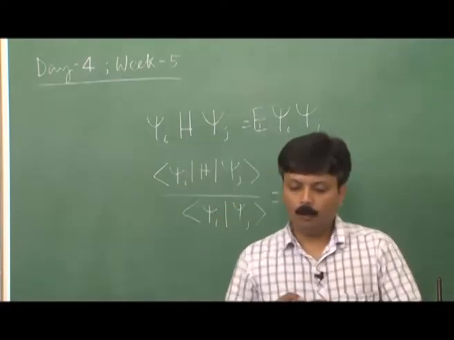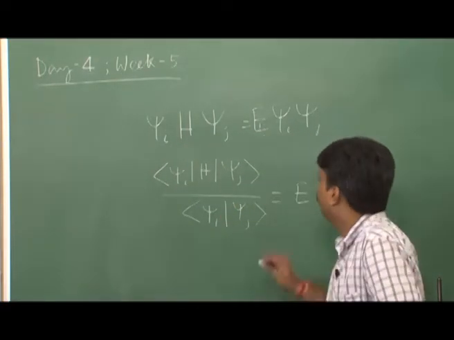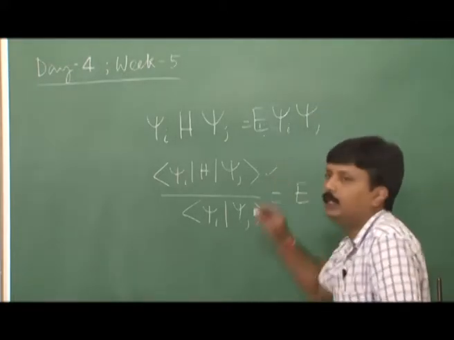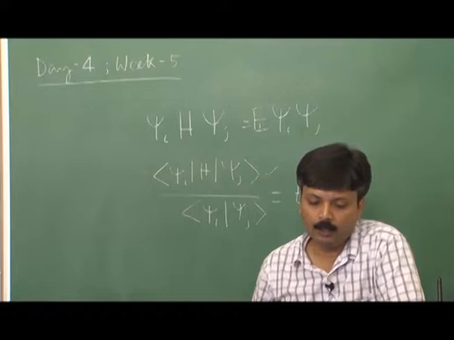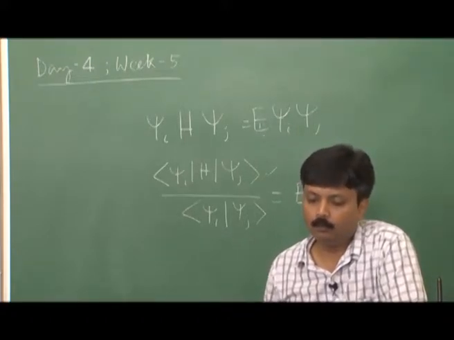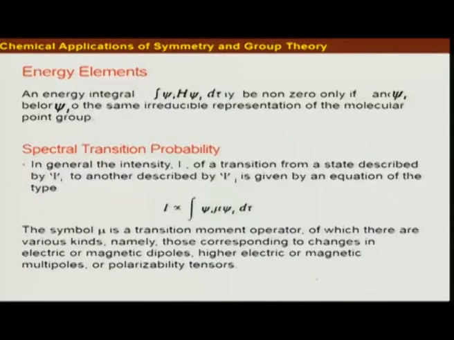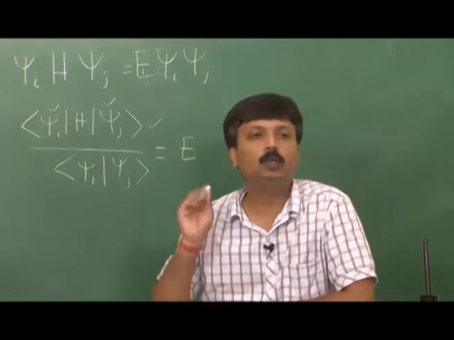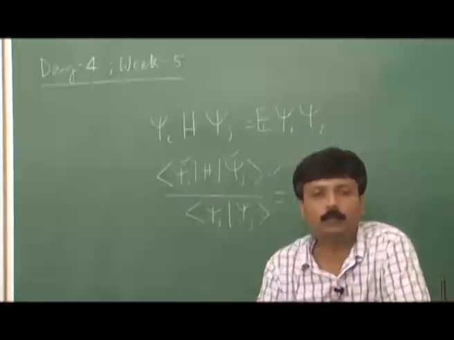So this particular thing is called the energy element of the system, and it is also known as energy integral. This will be non-zero if and only if psi i and psi j belong to the same irreducible representation.